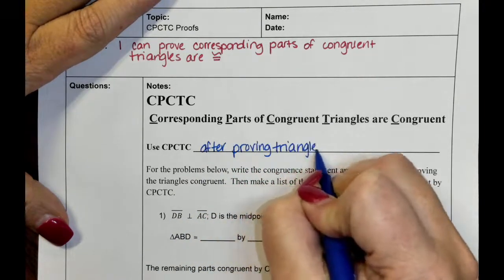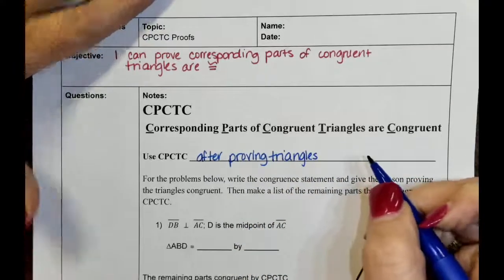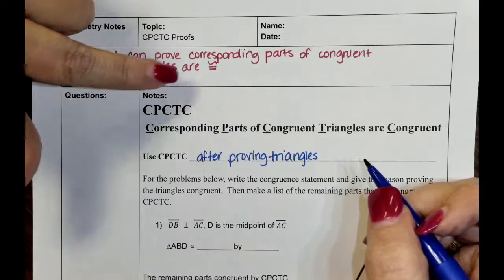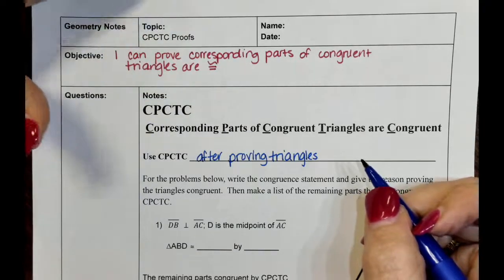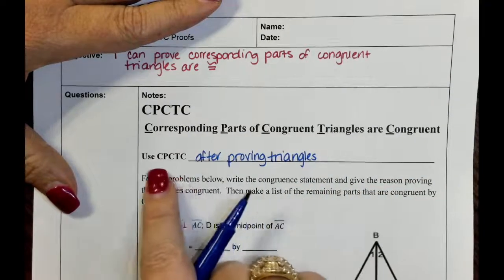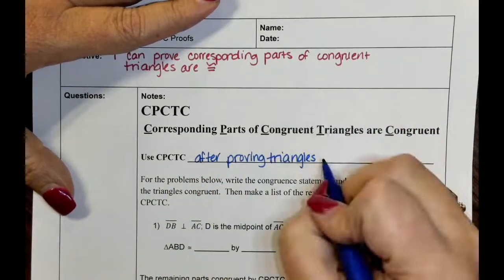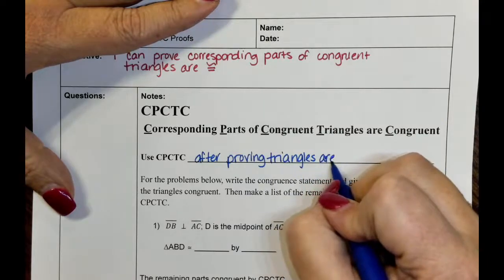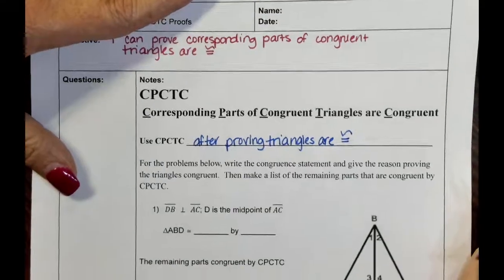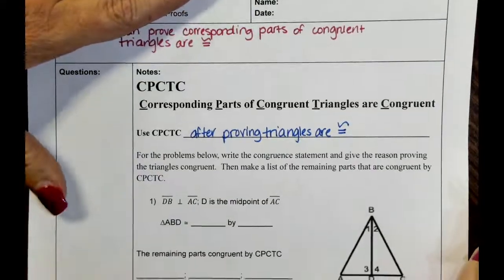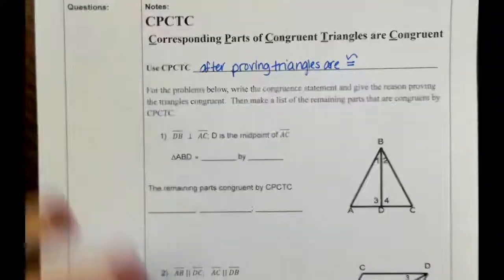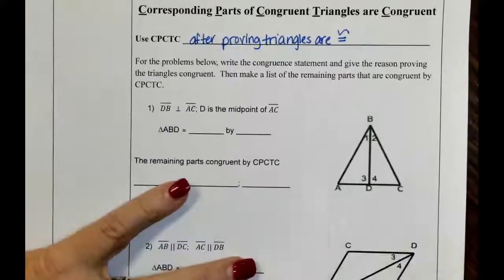So our goal for today is to be able to prove that corresponding parts of congruent triangles are congruent. We're not going to know that all of them are congruent until the very end. So I want to use CPCTC after proving that the triangles are congruent. You have to say the triangles are congruent first before you can use the CPCTC step. So let's write an informal proof and let's look at this.